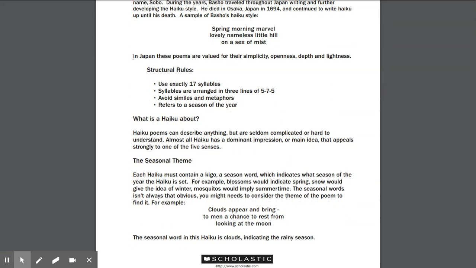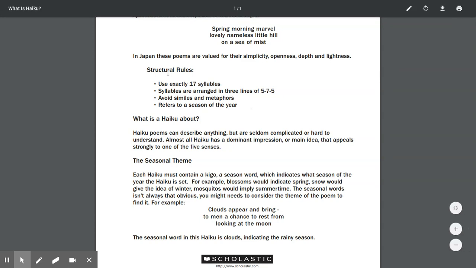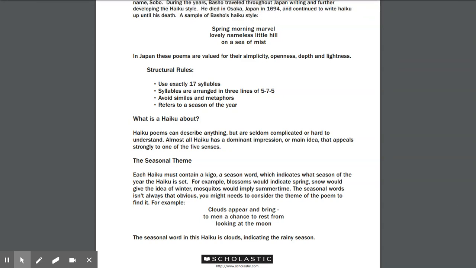Okay, reading on. In Japan, these poems are valued for their simplicity, their openness, their depth, and lightness. So the rules of a haiku. In our Where I'm From poems that we wrote, there really were no rules, right? I said that you could basically write it however you wanted as long as you use stanzas. But in a haiku, there are some strict rules.